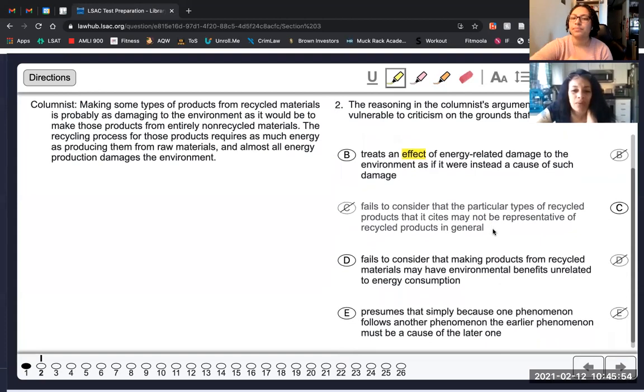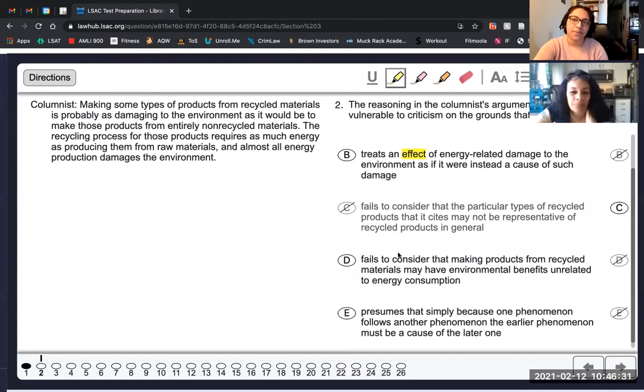Oh, you have one hiding down there from me. Yeah, it makes you scroll, and the actual test will do stuff like this too. So you want to make sure that you scroll. D: fails to consider that making products from recycled materials may have environmental benefits unrelated to energy consumption. Recycling process for those products requires as much as. I'm gonna eliminate D.